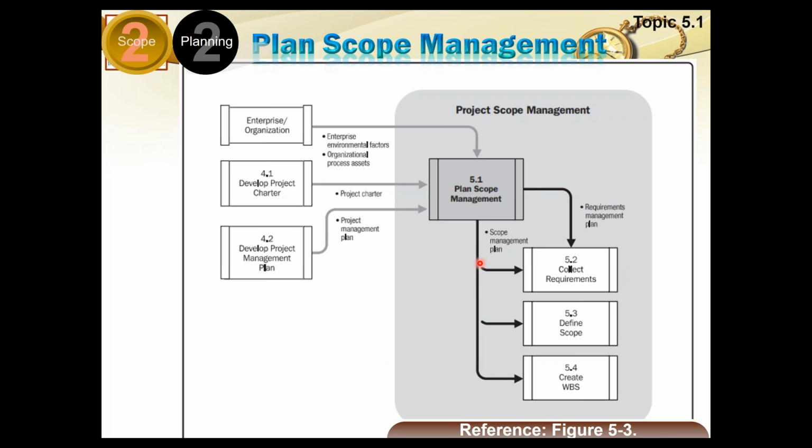There are two outputs: scope management plan and requirements management plan. Requirements management plan, as I briefed you earlier, is clearly shown to only be going to collect requirements, whereas scope management plan is also required for collecting requirements. Both these management plans are required here. But requirements management plan is no more required by any other process. Therefore, this is not going anywhere else.